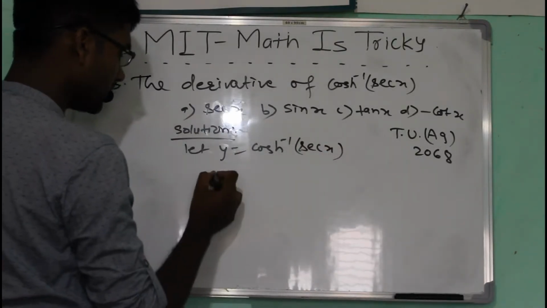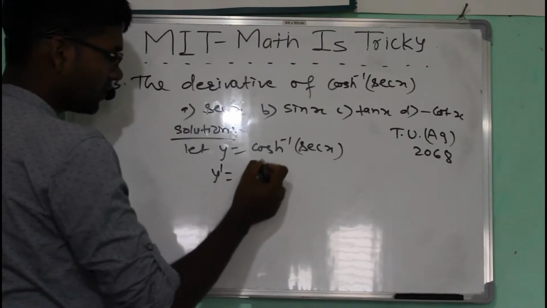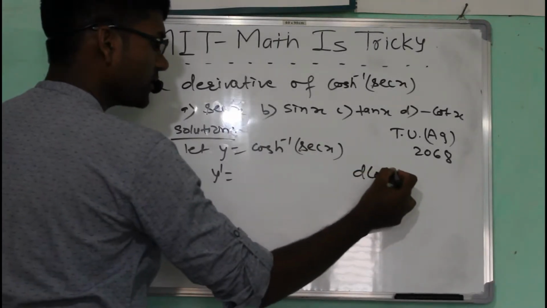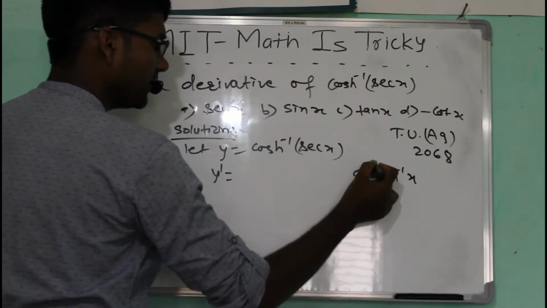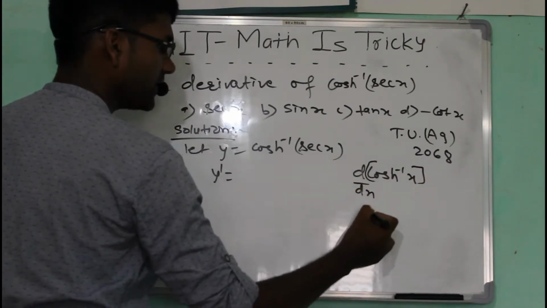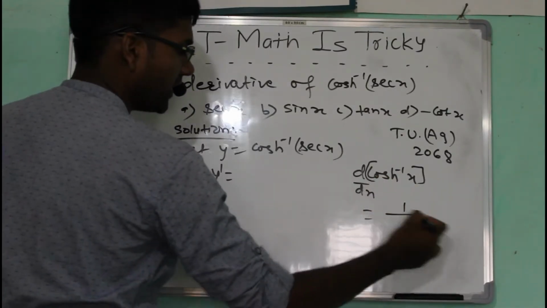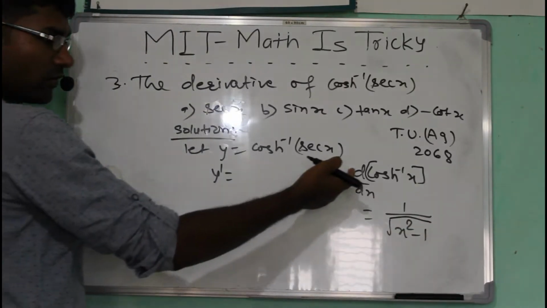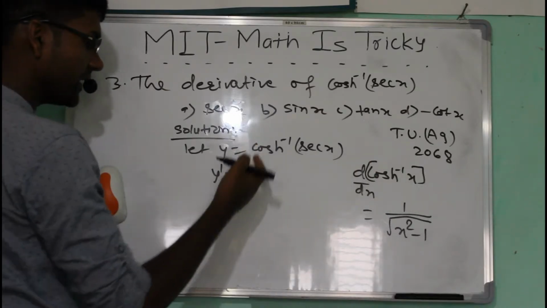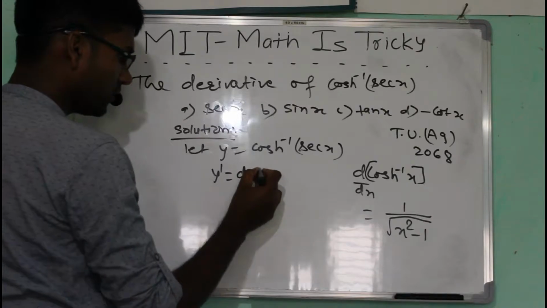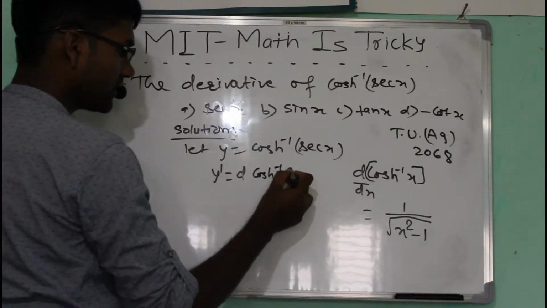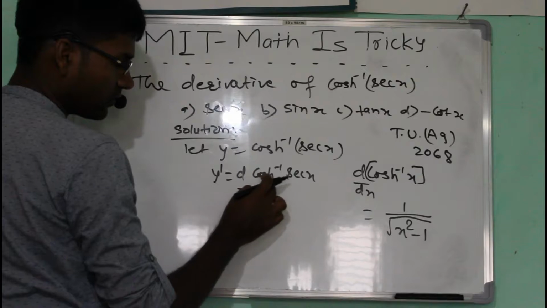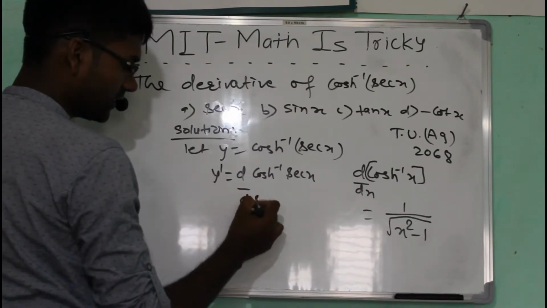So y dash, dy by dx, means the derivative, and it's a formula. Remember this: the derivative of cosh inverse x is 1 by the square root of x square minus 1. Remember this formula. As I told you, this is a hyperbolic function. So we can write the derivative of cosh inverse sec x. First we write this, and then after cosh inverse, what is the angle here? It is sec x, so you write sec x.